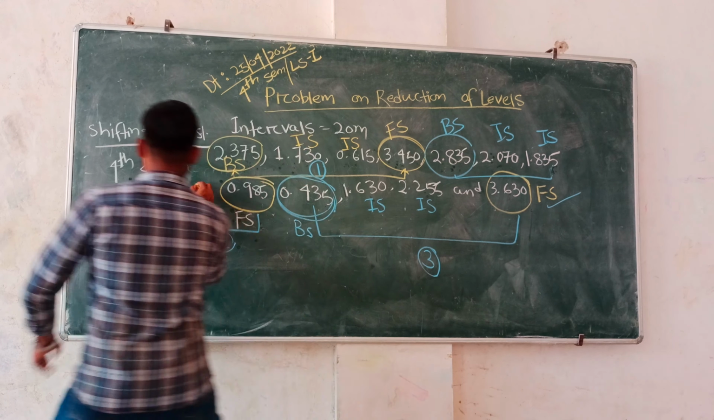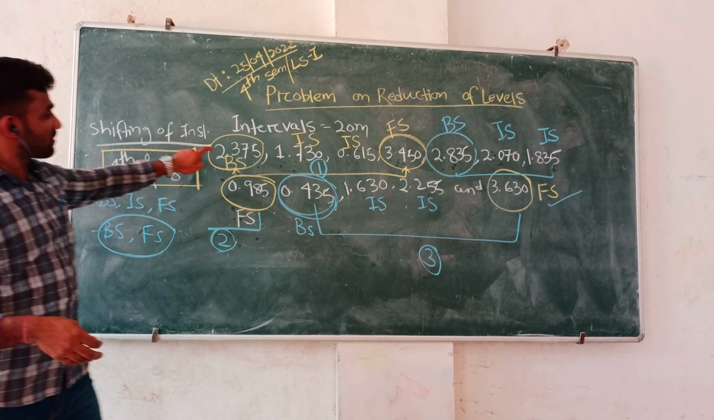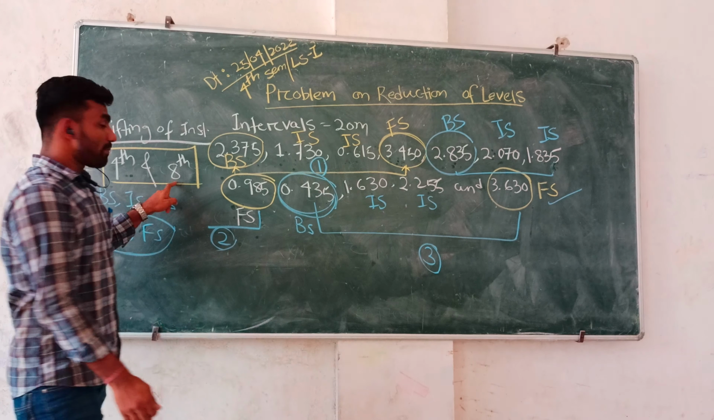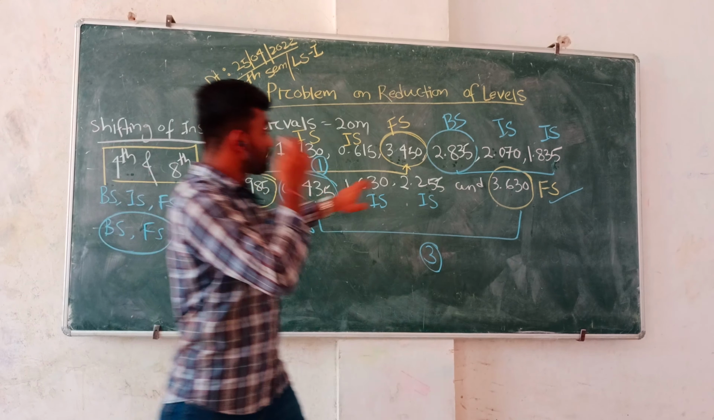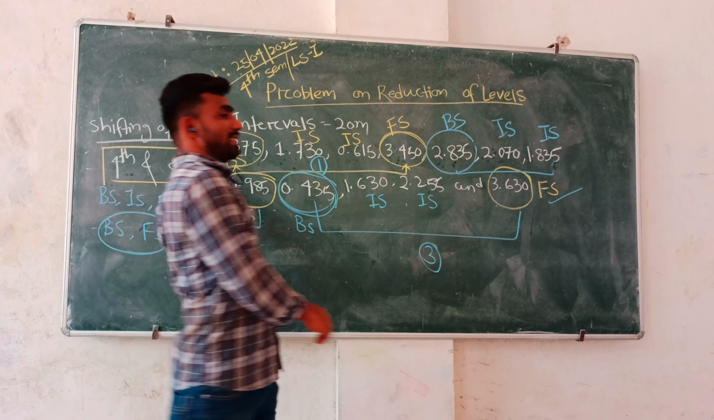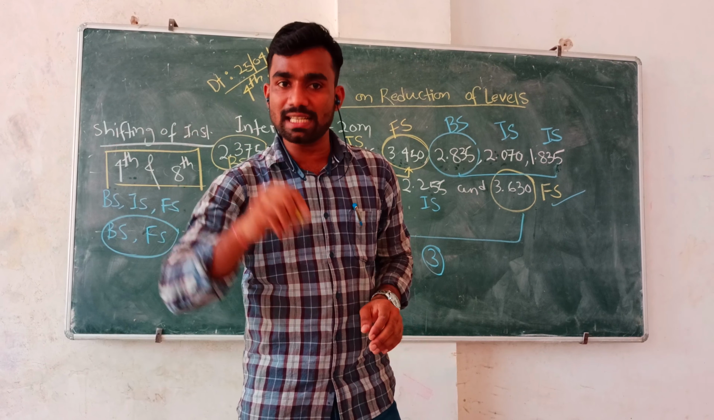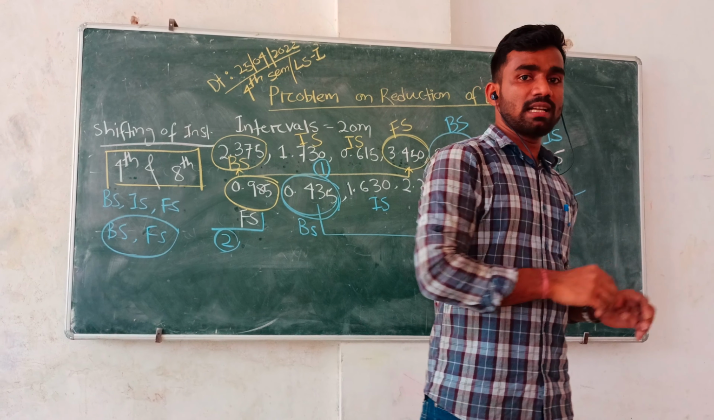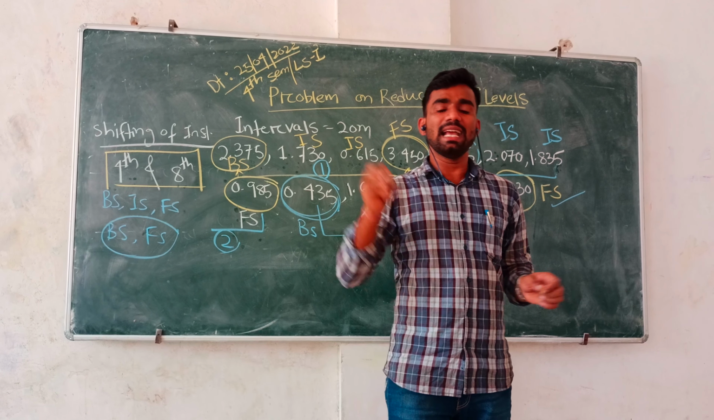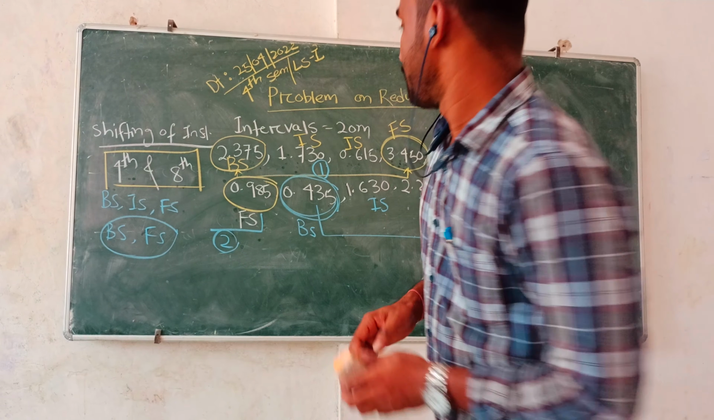But the important thing is this: after the fourth reading, the instrument is shifted. That means first, second, third, fourth. After this reading, the instrument is shifted. Then after the eighth reading, the instrument is shifted. That means 1 to 4, 5 to 8 is one setup of 4 data. At the first station you collect 4 data, at the second station 4 data, at the third station 4 data. That means first is the back side, last is the fore side, and any reading between them is the intermediate. So now we prepare the table.